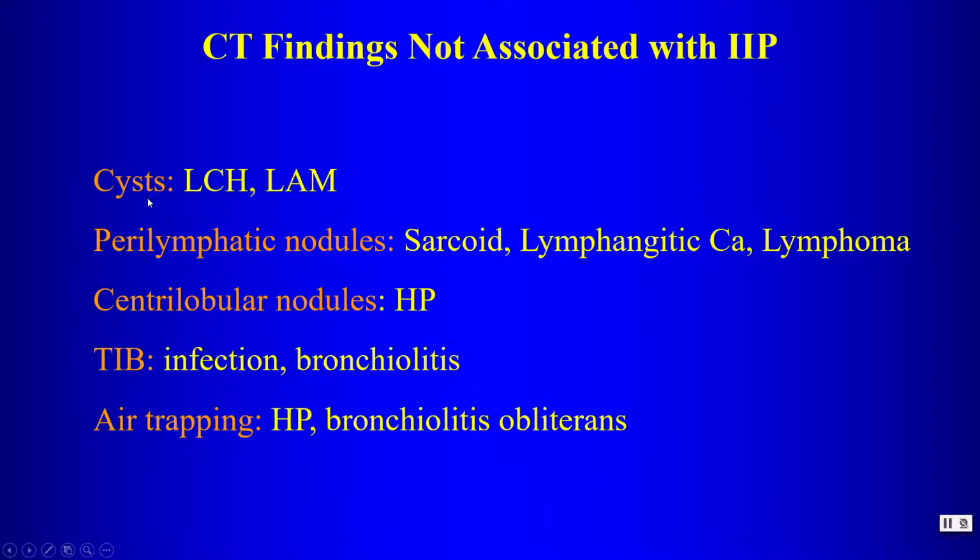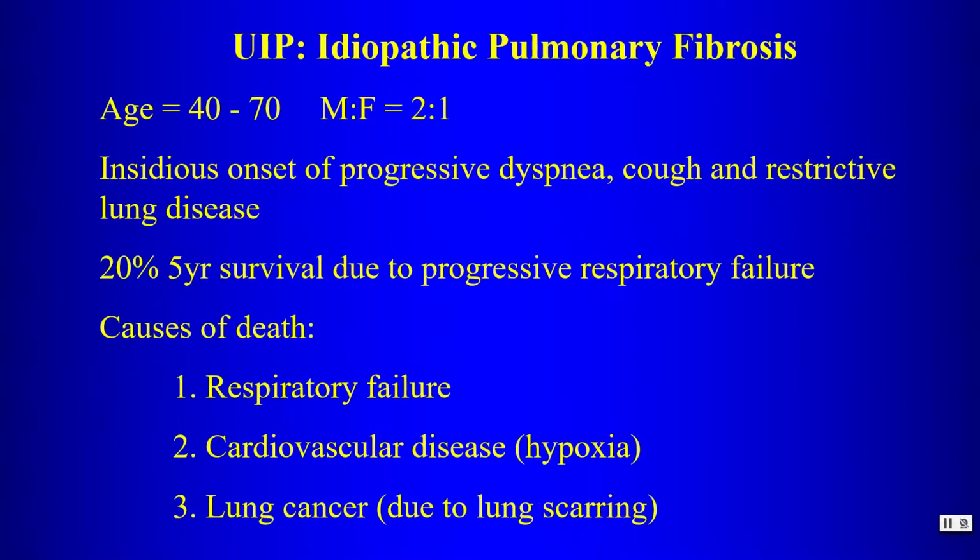Well, cysts, we've seen this can be associated with Langerhans cell histiocytosis or lymphangioleiomyomatosis. Perilymphatic nodules, we can see that with sarcoid, lymphangitic carcinomatosis, some cases of lymphoma. Centrilobular nodules, especially if they're tree and bud, we can see that with hypersensitivity pneumonitis. Tree and bud opacities usually points to infection and bronchiolitis, and air trapping, we can see that associated with hypersensitivity pneumonitis or a small airway disease like bronchiolitis obliterans. So none of these are idiopathic interstitial pneumonias, and so it is important to notice these ancillary findings, as this may lead you to an alternative diagnosis.